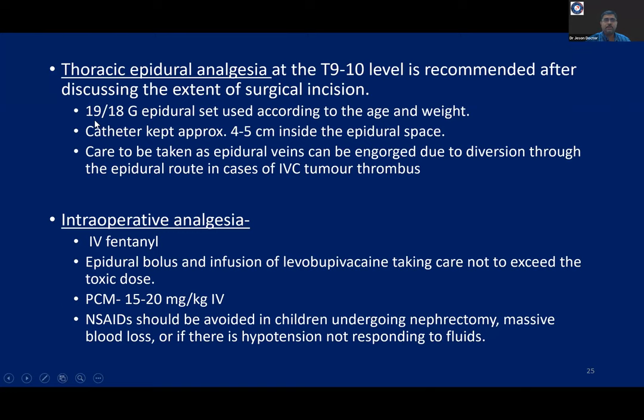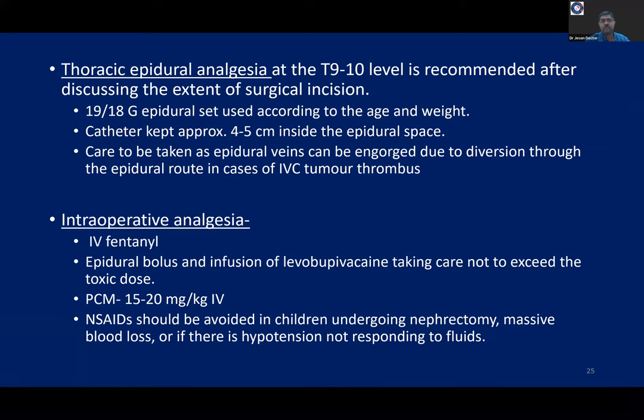We usually use a 19 gauge or an 18 gauge epidural set. Currently, there is some concern about the availability of the 19 gauge epidural set. Only a few companies have it, and a lot of them are not up to the mark. Portex, which was a very popular 19 gauge set, is currently not available. But you can use a 19 gauge or 18 gauge epidural set and needle according to the child's age and weight. And we usually keep the catheter not more than 4 to 5 centimeters inside the epidural space. Care needs to be taken as epidural veins can be engorged due to diversion in case of a huge IVC thrombus.